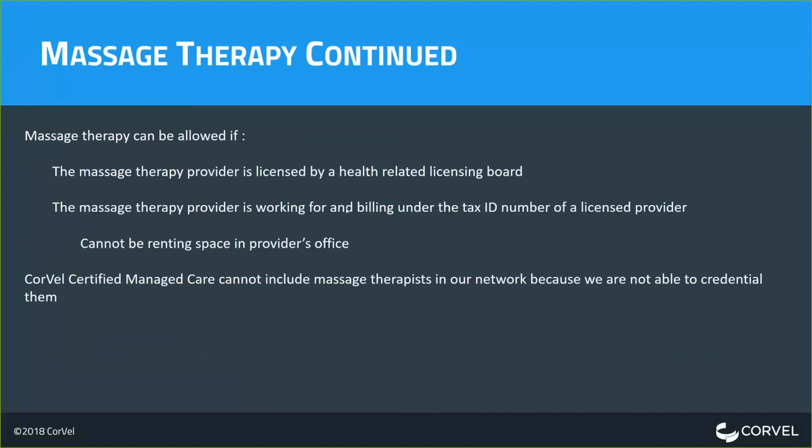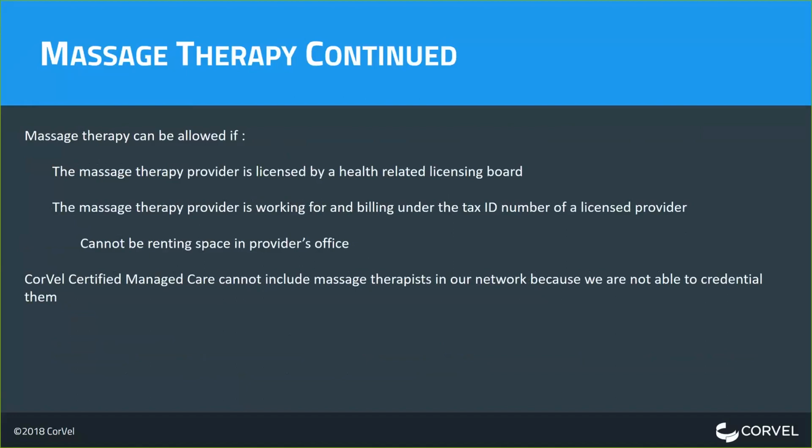So massage therapy can be allowed if the massage therapy provider is licensed by a health-related licensing board, or the massage therapy provider is working for and billing under the tax ID number of a licensed provider, a provider who's licensed by a health-related licensing board. They cannot just be renting space in the provider's office. They've got to be billing and working under the tax ID number of that licensed healthcare provider.